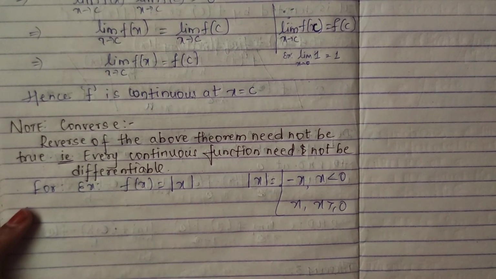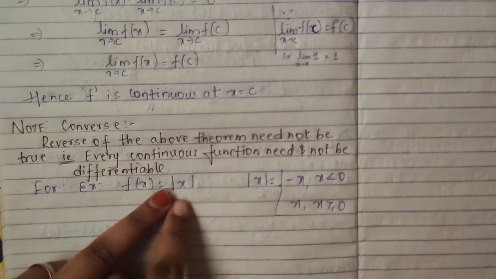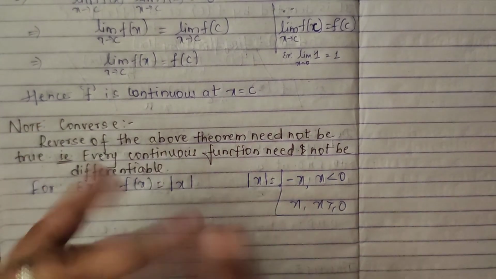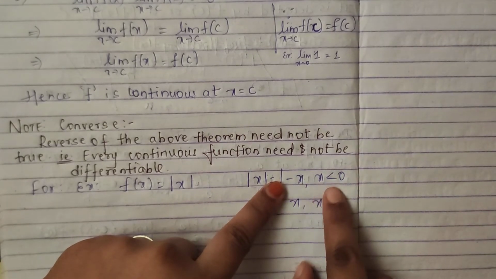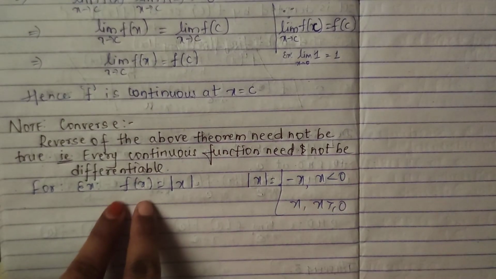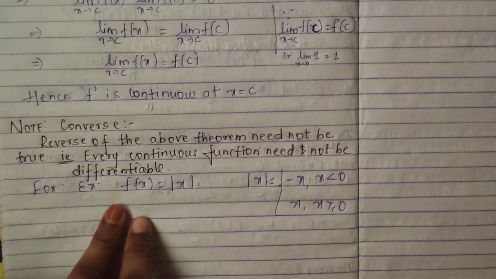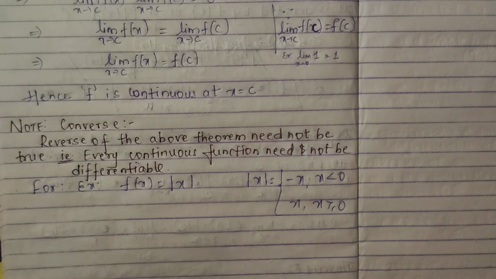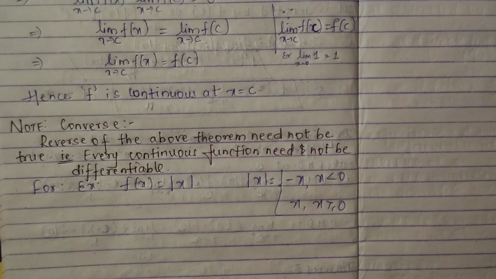So for that I have considered an example, f of x equal to mod x. You already know that mod x comes as plus or minus: it is x when x is greater than or equal to 0, and it is minus x when x is less than 0. Now first we have to see whether it is differentiable. Every continuous function should be differentiable, that is what we have to check. So for differentiability we have to go for our LHD and RHD, left hand and right hand. So we will see it.